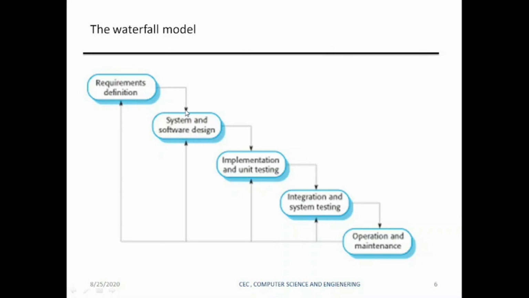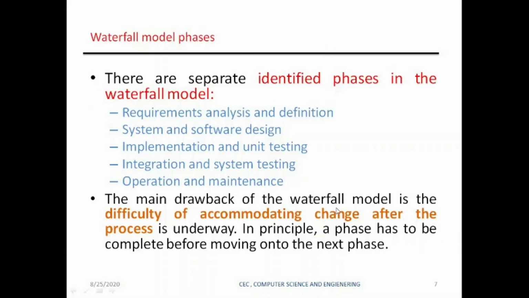It is like water flowing from top to bottom. Once it has flowed from top to bottom, it is not at all possible to go back in reverse, right? That is why the waterfall model flows from top to bottom. The main drawback of the waterfall model is the difficulty of accommodating changes after the process is underway. In principle, the phases have to be completed before moving on to the next phase.